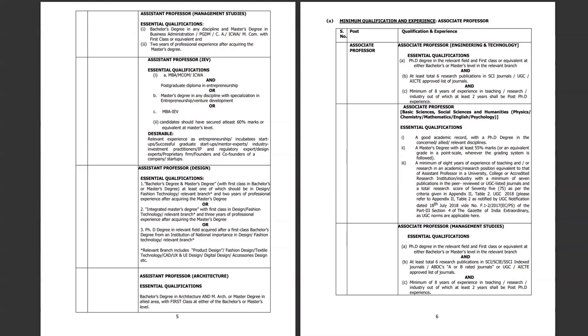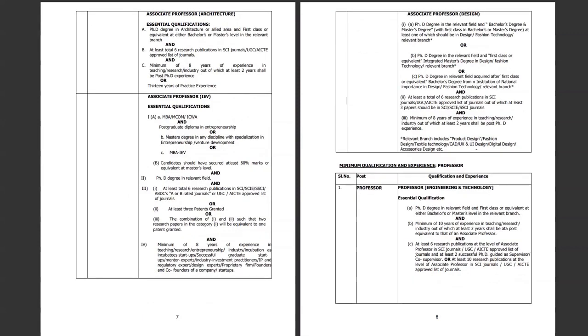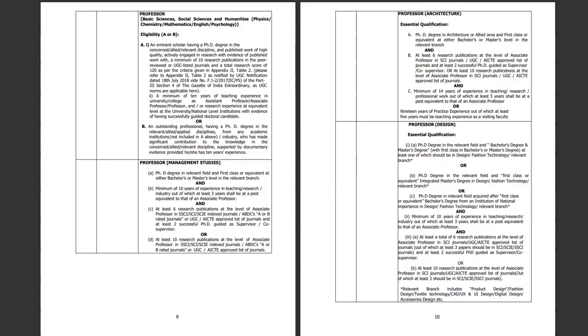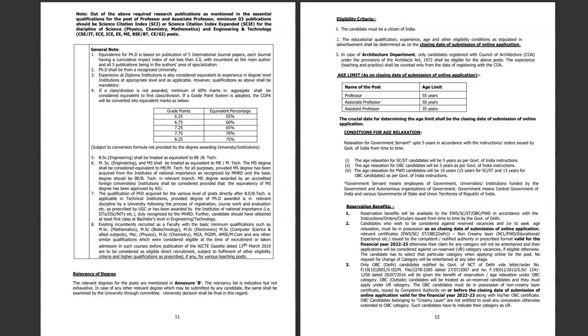Similarly for the educational qualifications in other subject streams also, like management studies. Similarly for the associate professor and professors in design, humanities, architecture.